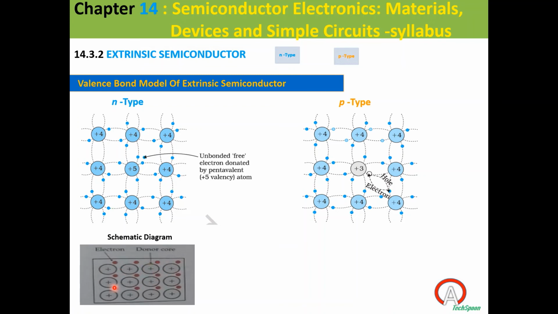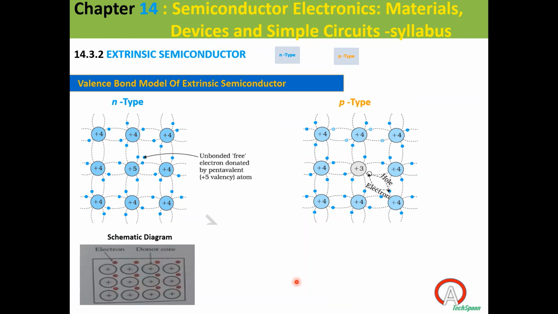Okay, and these are the electrons that we got by adding the pentavalent impurity. Easily you can remember: here we are getting electrons, so these dots will be electrons, and just opposite to electron is positive charge. So the donor atom will be positive. This is a schematic diagram.